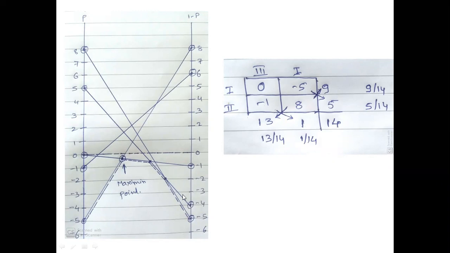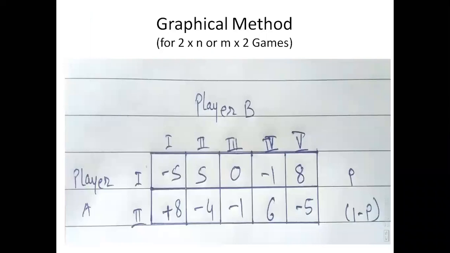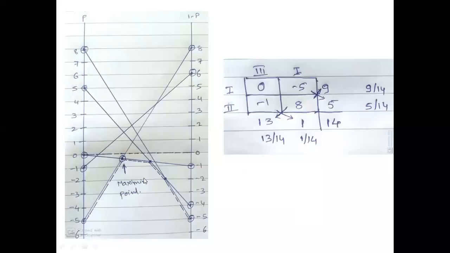Are you getting this part? One can answer. Nimisha, tell me. Yes, sir. The next line is 0 and minus 1, then minus 1 and 6. And the last one remaining is 8 and minus 5. So we have plotted this.